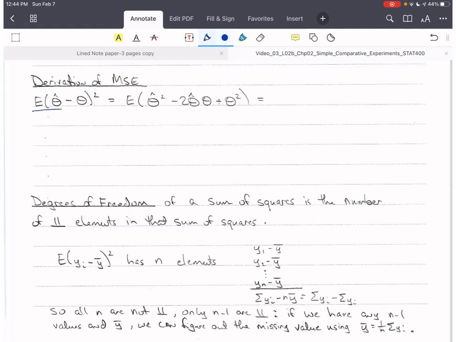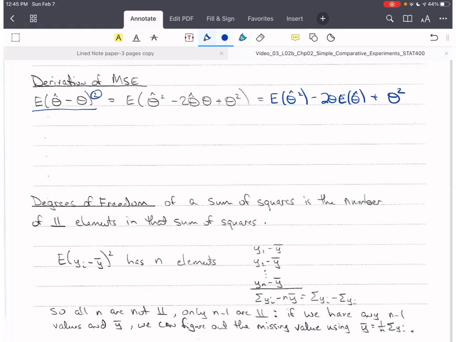We're going to start off with the definition: E of theta hat minus theta quantity squared. Now the first thing we're going to do is expand this square. So we end up with E of theta hat squared minus 2 theta hat theta plus theta squared. We're going to distribute the linear operator, the expected value, and we end up with E of theta hat squared minus 2 theta E of theta hat plus E of theta squared, which is simply theta squared.